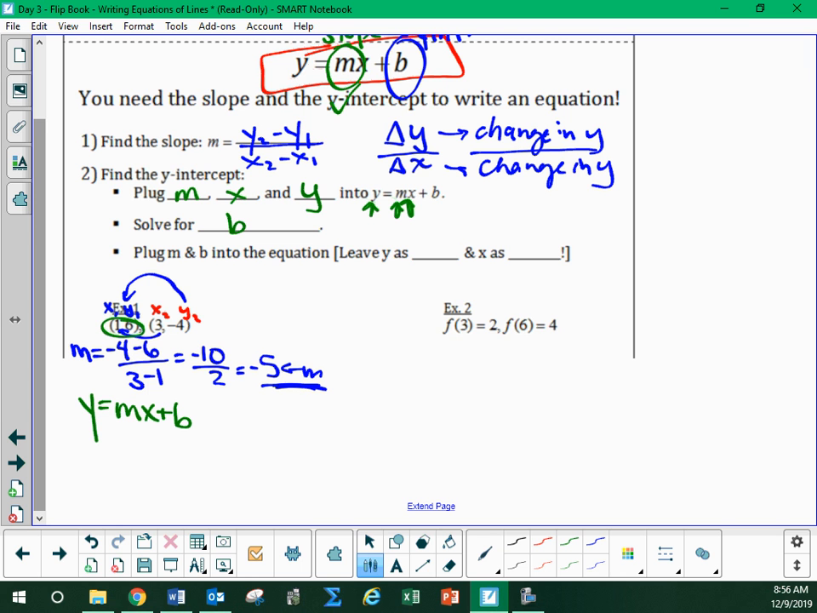So it doesn't matter which point you use, because they both make the equation true. I'm just using the first one just because I can. So my y value is 6, my slope we found was negative 5, my x value is 1. And I don't know my b value, that's what I'm finding.